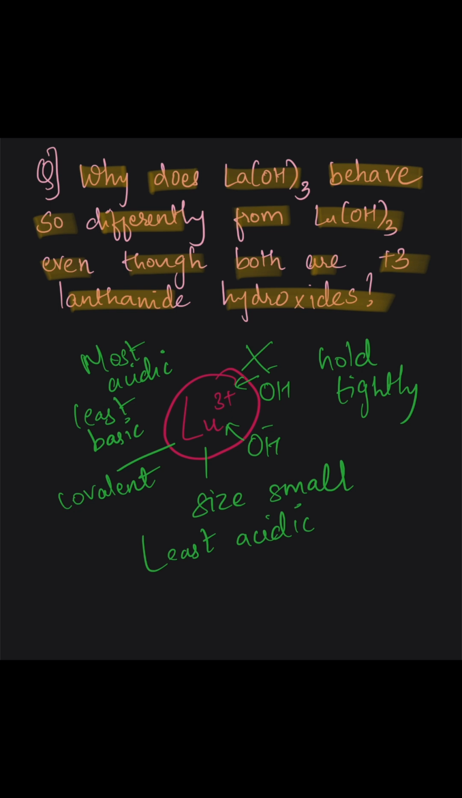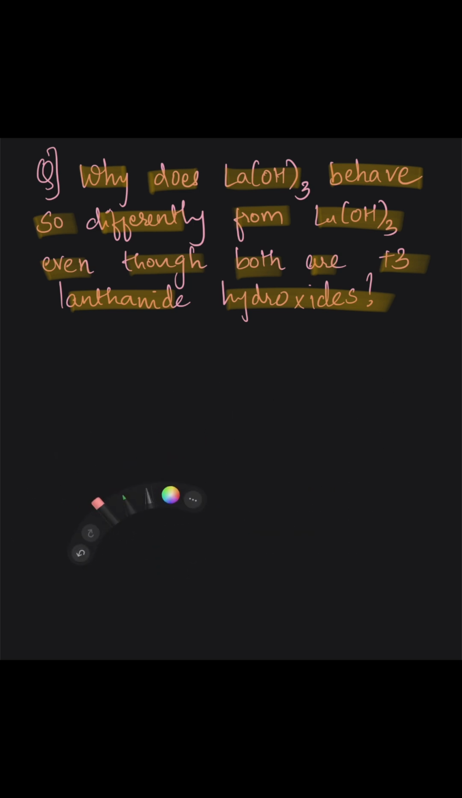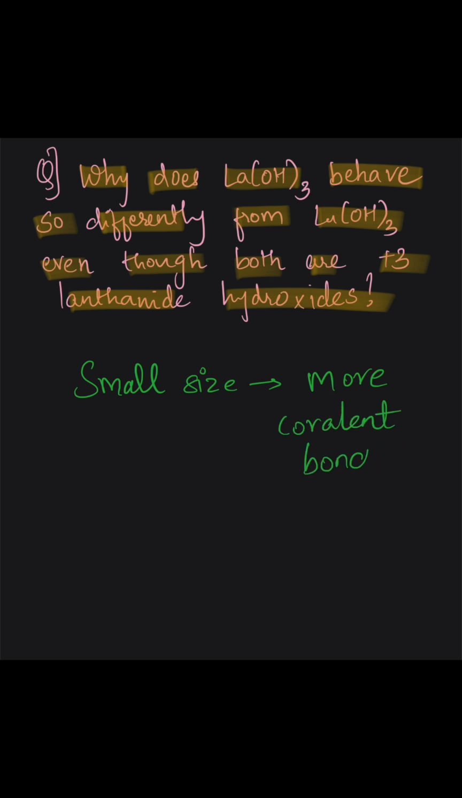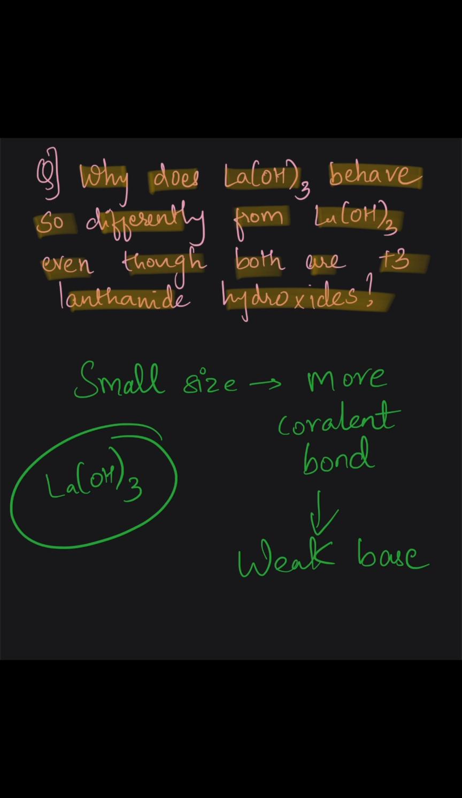So then according to our rule, what we had written earlier, if the size is small, so let's write down the next rule. Smaller size will be more covalent in nature, will be more covalent bond, and more covalent bond means weak base. You can screenshot this. So therefore I can say lanthanum hydroxide will be most basic in 4F series.